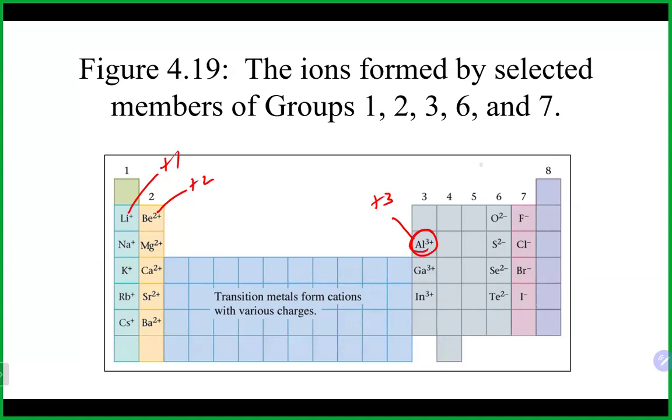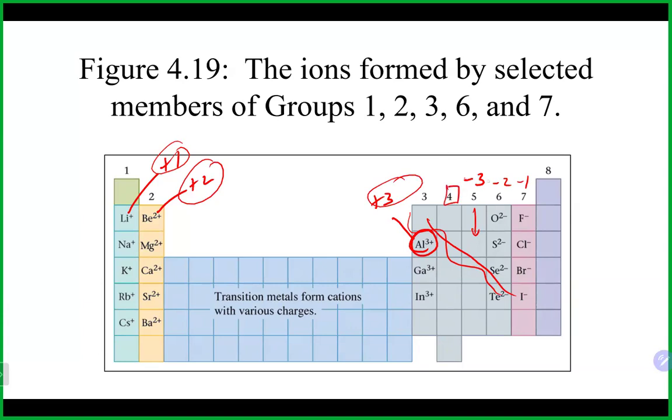Skipping group 4 and coming down to group 5, typically those guys are -3 here. And we're talking about, by the way, the nonmetals that are above the staircase, because we've got the staircase coming down through here. So the nonmetals above the staircase in group 5 are -3, things like nitrogen, phosphorus. -2 for group 6, again the nonmetals we're talking about here, and -1 for group 7. So it kind of goes +1, +2, +3 here on group 3.